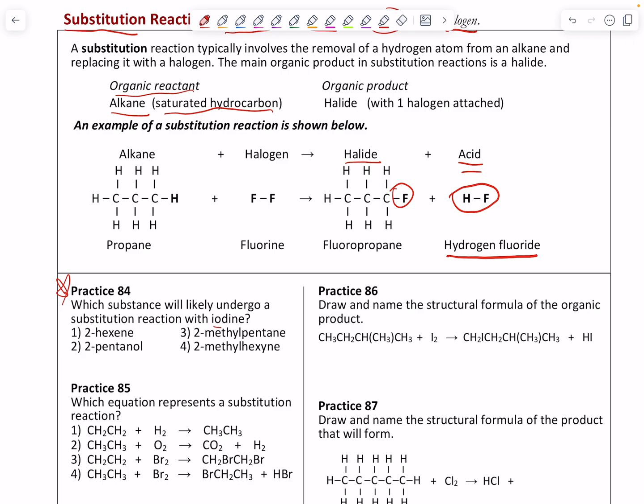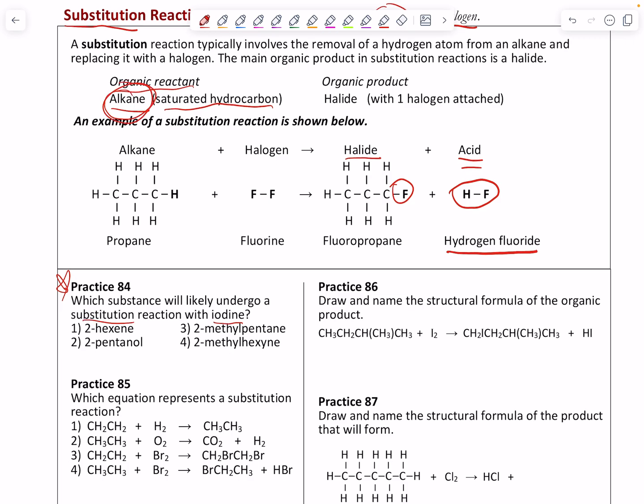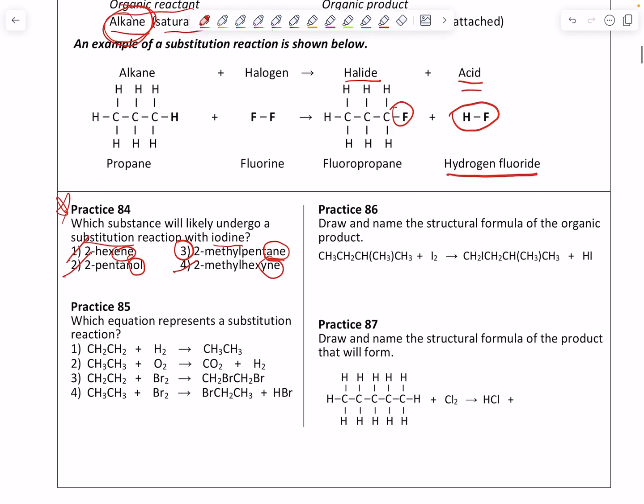So essentially on this one, really all you need to do is look at the names of the substances. There is only one that ends in ANE, like an alkane, and that is here, that's number 3. This one is ENE, so that one is an alkene. It's got a double bond, so it can't do it. This one's got the OL, that's an alcohol. And this one's got the YNE, that's an alkyne with a triple bond. So the only one that is an alkane with all single bonds and saturated is this one, number 3, and we can tell that by the ending of the name, okay?